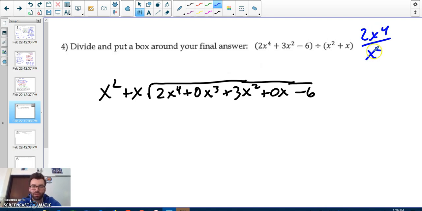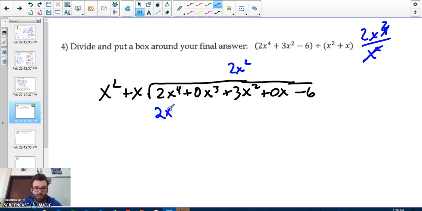All right, if I were to divide 2x to the fourth by x squared, what would I be left over with? Well, this would become 2, right? 4 minus 2 gives me 2. So I'm multiplying by 2x squared. Okay, so I multiply each factor by 2x squared.